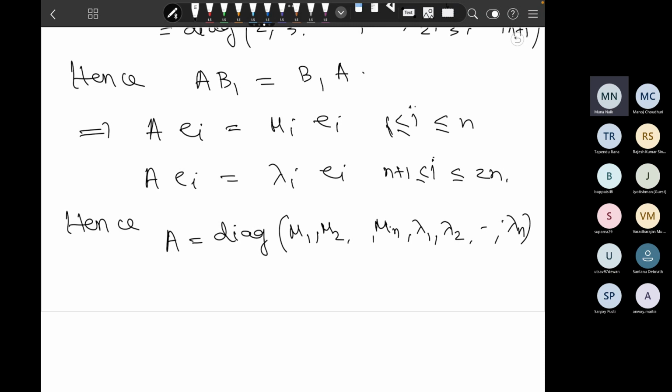Okay. Now what do I have to show? I have to show this mu 1 is equal to mu 2 is equal to mu 3 up to mu n, and lambda 1, lambda 2, up to lambda n, everything is the same. Let us first show this mu 1 equal to mu 2 is equal to mu n, and lambda 1 is equal to lambda 2 is equal to lambda n.